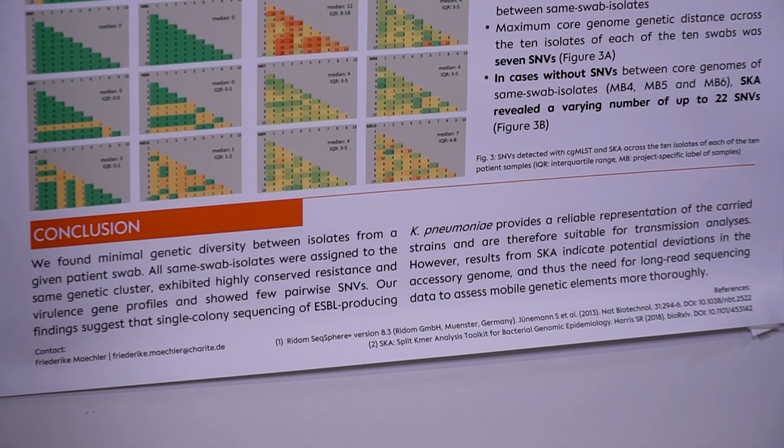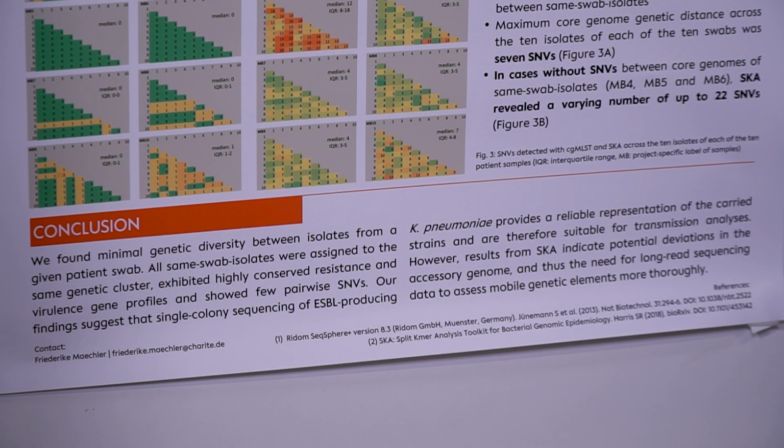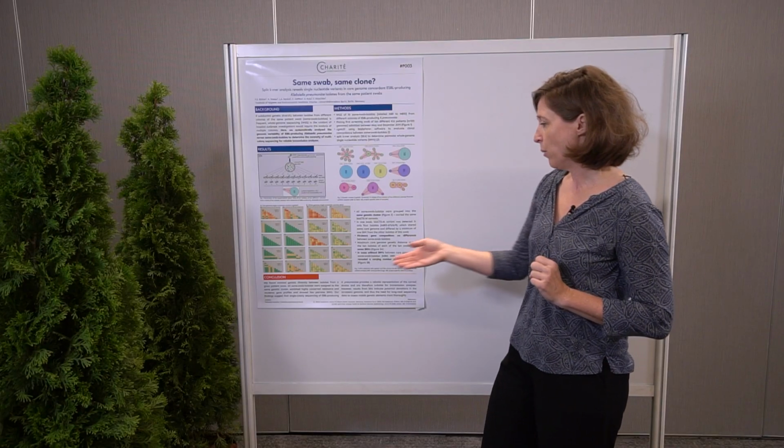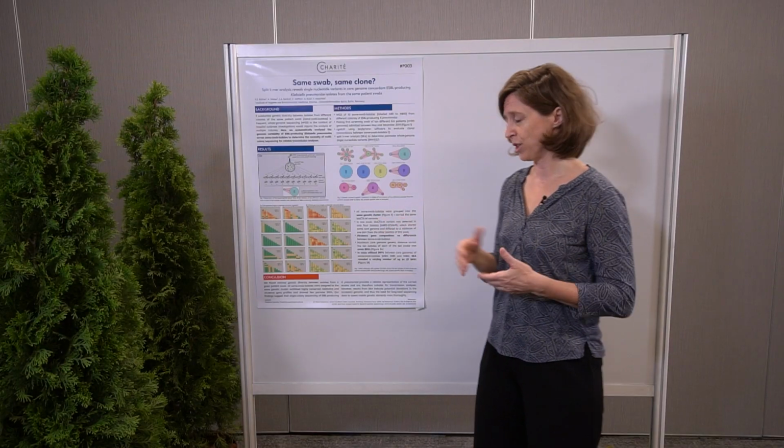So to conclude, our findings suggest minimal genetic diversity across same swab isolates, with all same swab isolates assigned to the same genetic cluster, with highly conserved resistance and virulence genes and very few pairwise SNVs. So probably picking only one colony to sequence in the context of transmission analyses is sufficient.